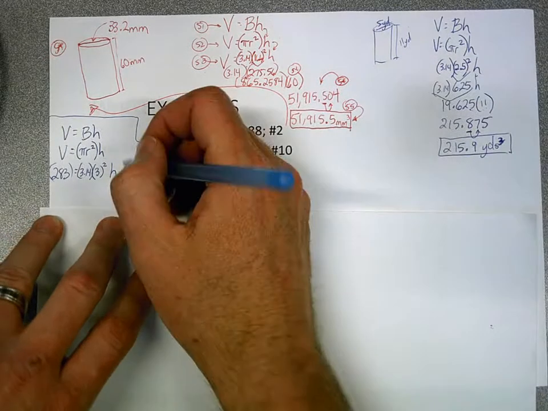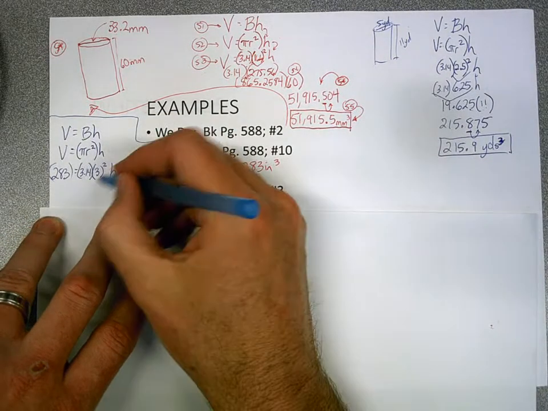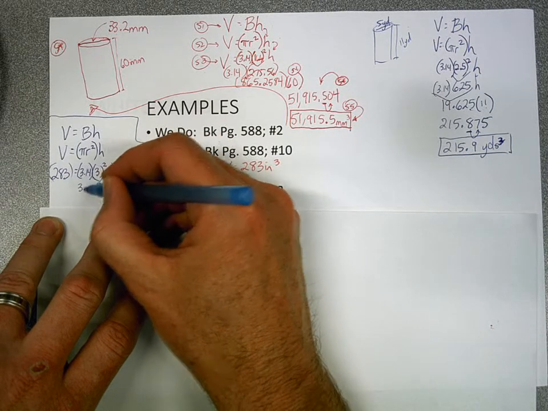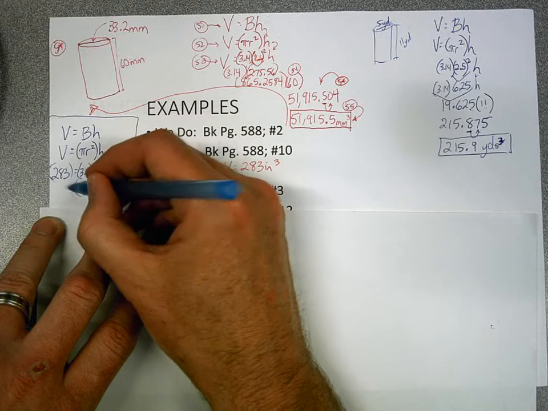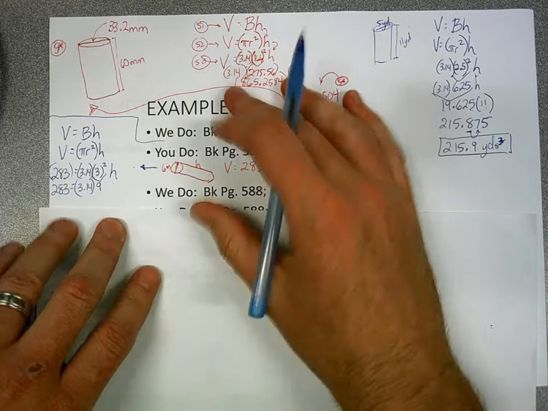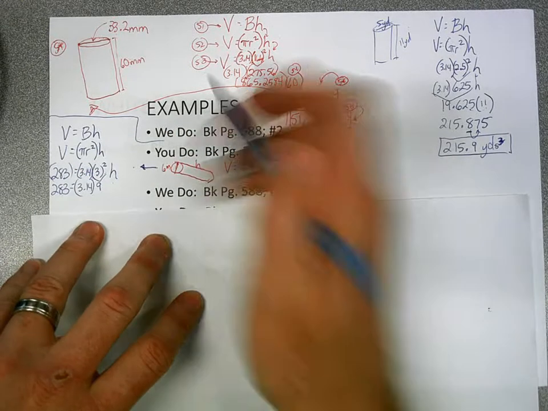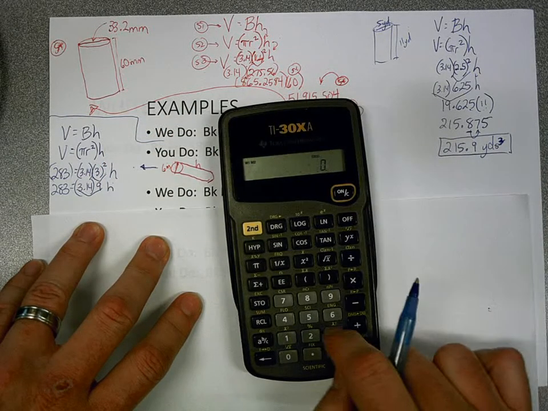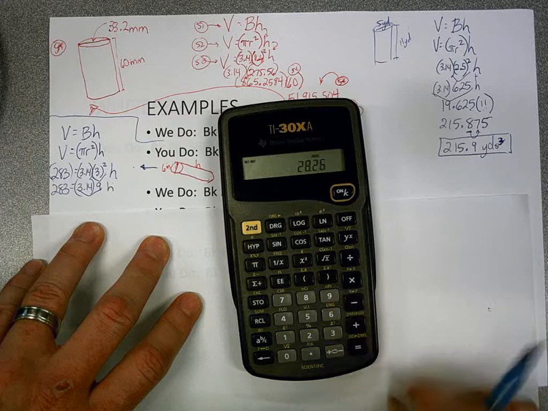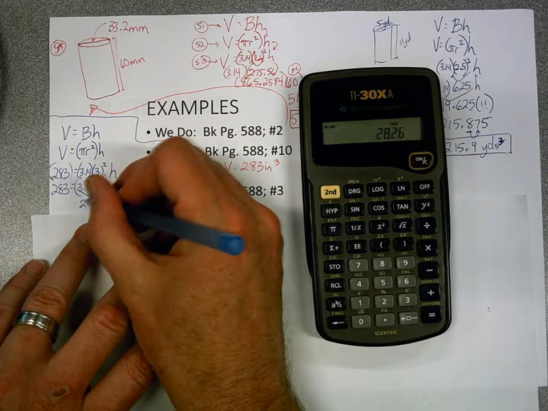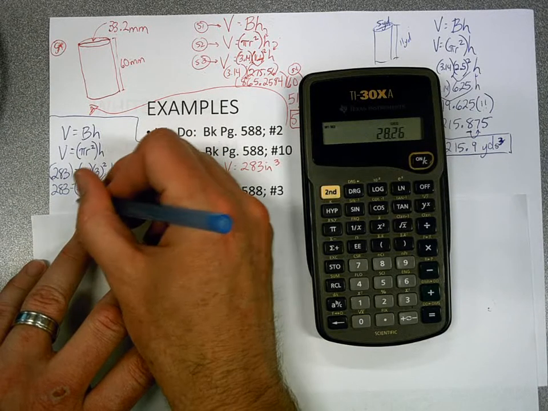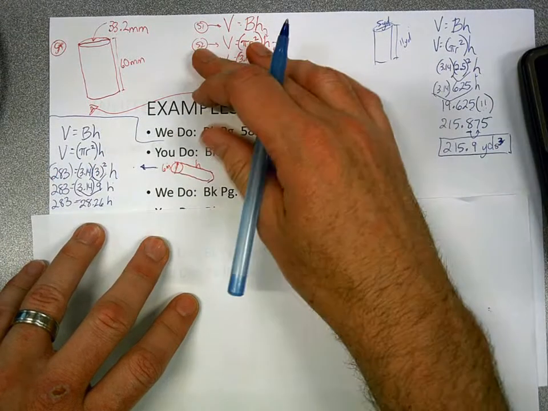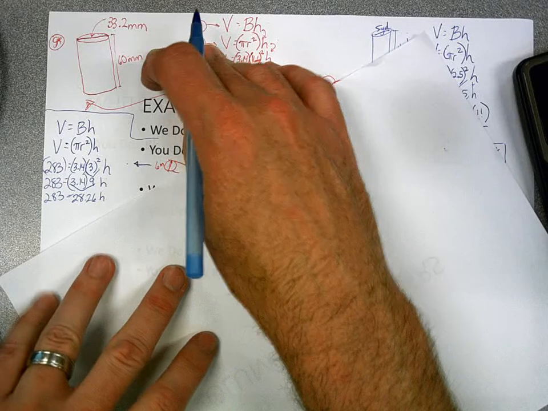So here we go. I'm going to simplify this part right here. So this is 3 squared. 3 times 3 is 9. Rewrite your problem. So all that times h. I'm now going to multiply 3.14 times 9. I get 28.26, 28 and 26/100, times h equals 283.